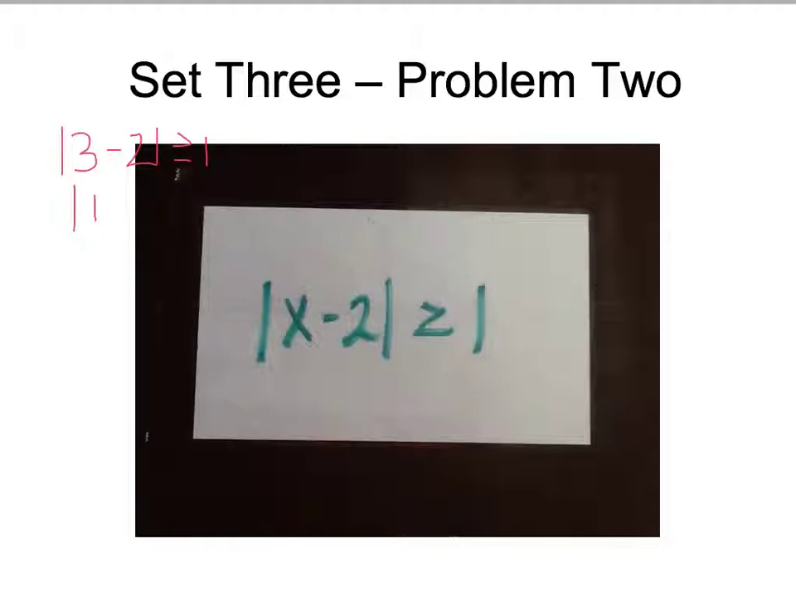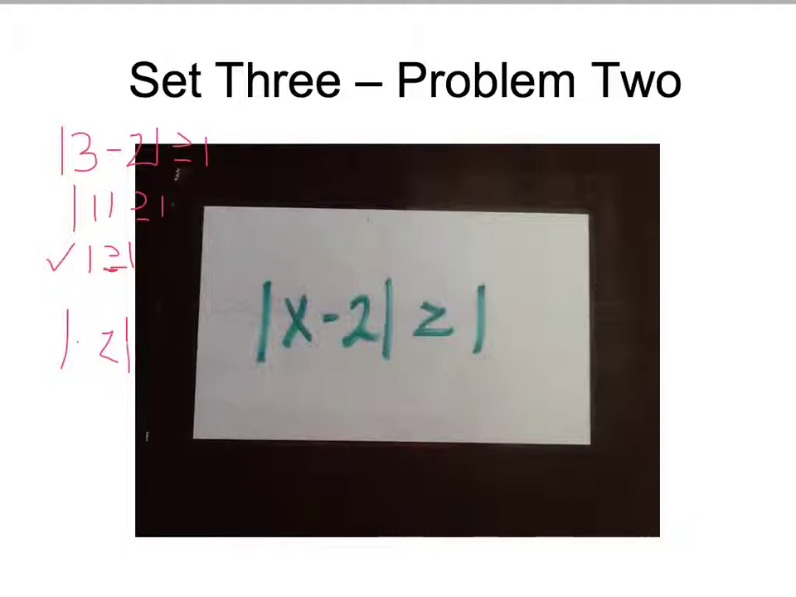3 minus 2 is 1. And when I take the absolute value of that, I get 1. 1 is equal to 1, so that is part of my solution. Okay, let's try another number. Let's try a negative number.